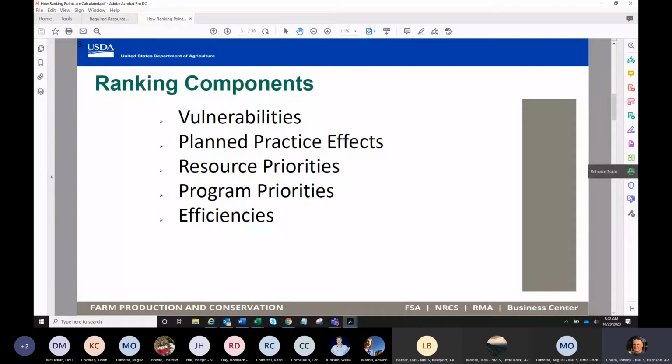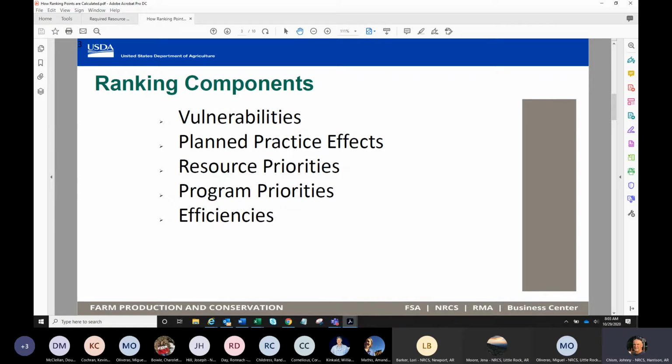Just a few things to go through before we start: the ranking is made up of several components. The first one is the vulnerability component. This is basically how vulnerable a particular land unit is to having resource concerns that don't meet the planning criteria, or in CART's case, that don't meet the threshold. So basically, the higher the vulnerability, the more points they get.